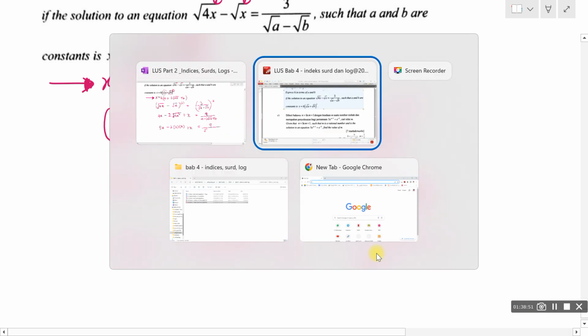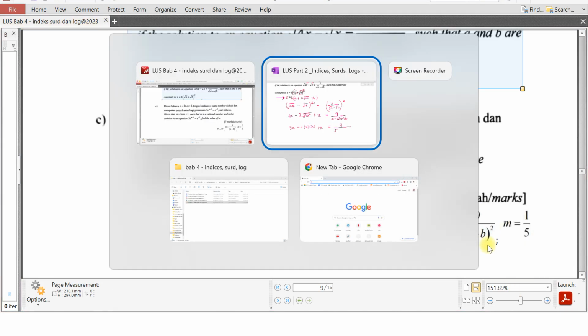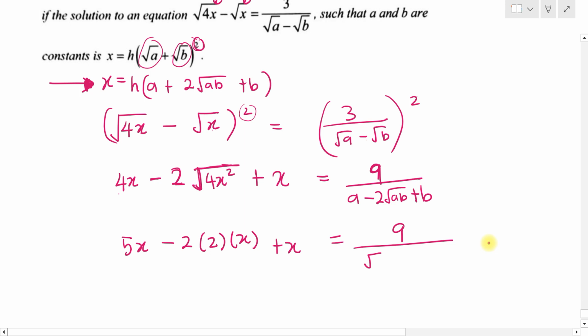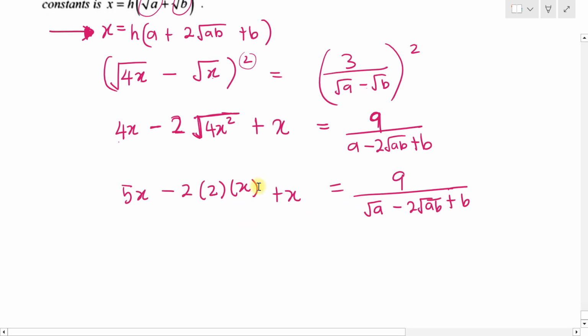What was the answer look like? a and ab only, okay. a minus 2ab plus b. Okay, cuba kita sum all the x. 5x, 1x, 2 times 2 is negative 4. So totally 2x only here. 2x equals to 9 over a minus 2ab plus b.